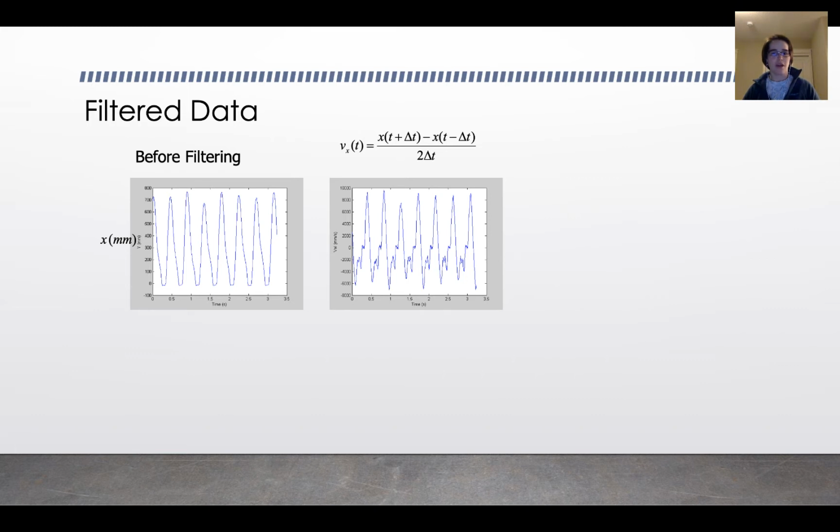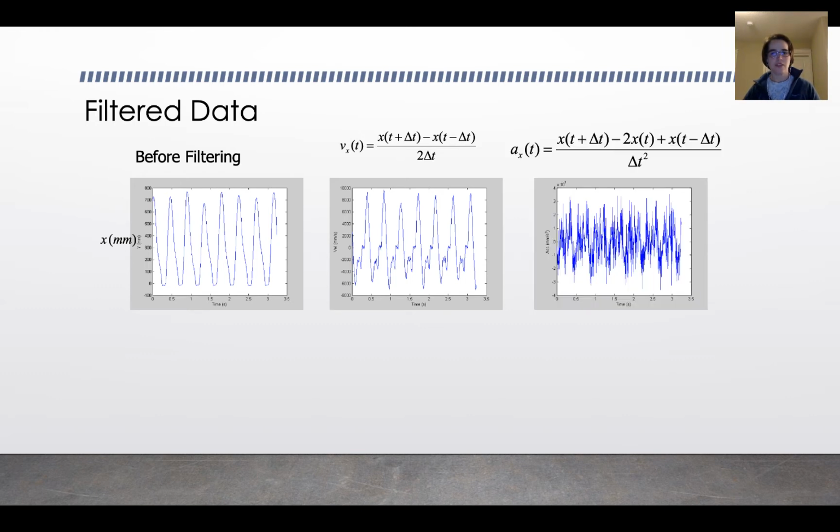You can see a pattern. It's reasonable. When you differentiate again to get acceleration, it starts to look really, really noisy. There's still a pattern here that you can see, but it's getting difficult to interpret that meaningfully. And the reason for that is every time you divide by a really small number, you amplify any noise that's present in your signal.